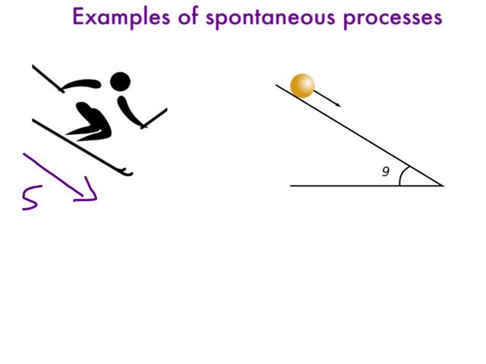If you don't like skiing, another example here, more of a physics thing, is a ball rolling down an inclined plane. Again, the work is done by gravity, and it's going to happen under those conditions. No conditions need to be changed to make that happen, and therefore that process is also spontaneous.